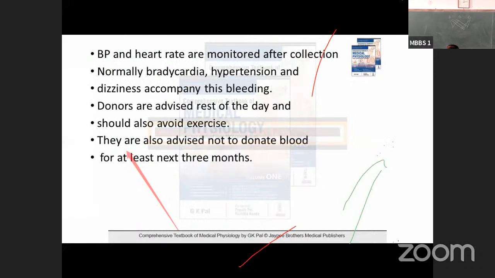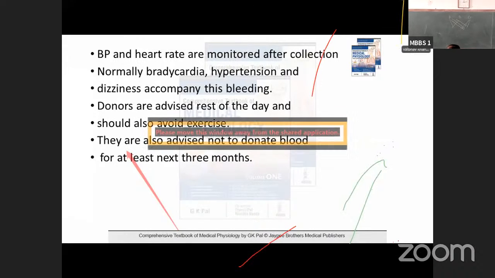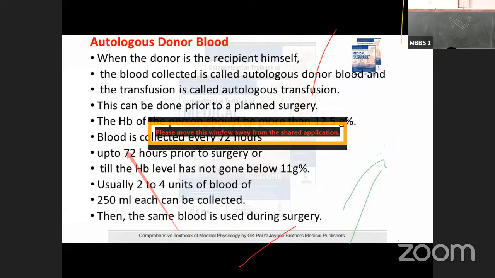After blood collection, the donor should be monitored for bradycardia, hypotension, and dizziness. Otherwise, rest, and no severe exercises. And don't allow him to donate blood for the next 3 months.